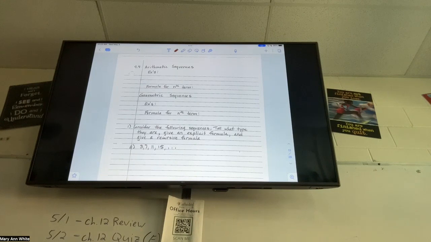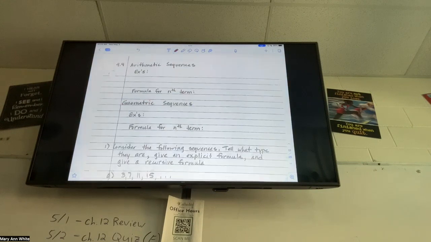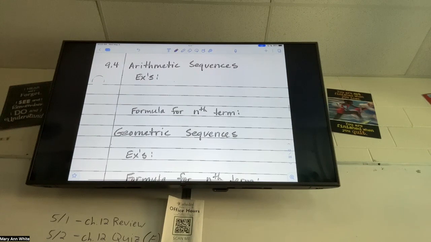I'm gonna treat it very slow, so if I'm going too slow for you, let me know, but I'm gonna act like you've never seen it before, because I don't think you have. We're gonna focus on two types of sequences in the near future. We're gonna talk about arithmetic sequences and geometric sequences.